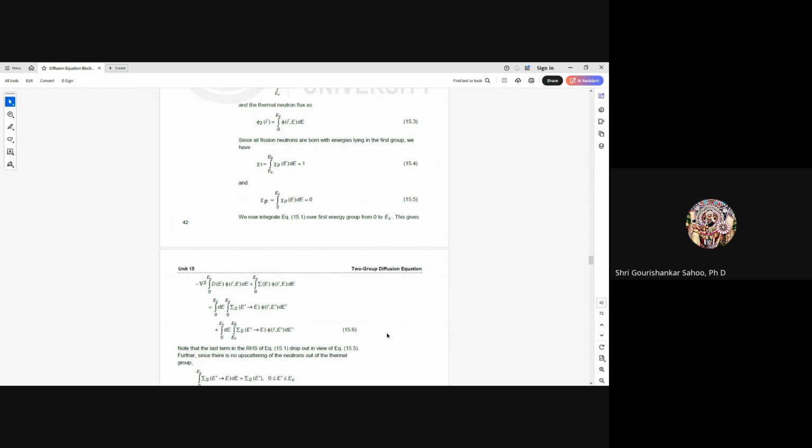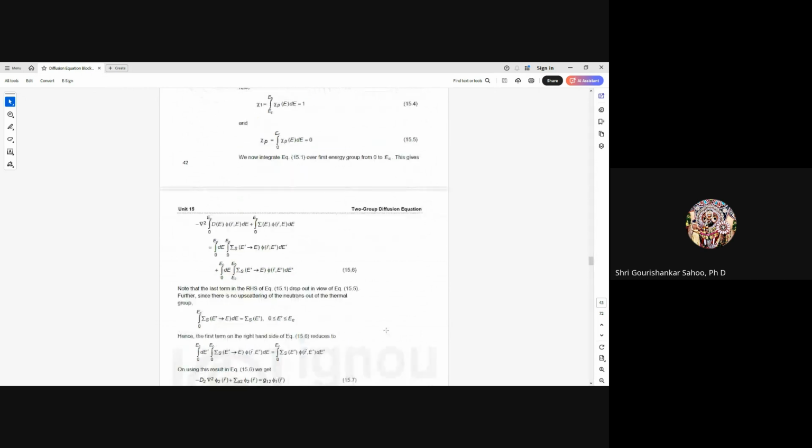So by integrating your expression over the thermal energy group, 0 to EC, you have minus del square integration 0 to EC D phi dE plus integration 0 to EC sigma phi dE. This will become integration 0 to EC dE integration 0 to EC sigma s phi dE dash plus integration 0 to EC dE integration EC to E0 sigma s phi dE dash.